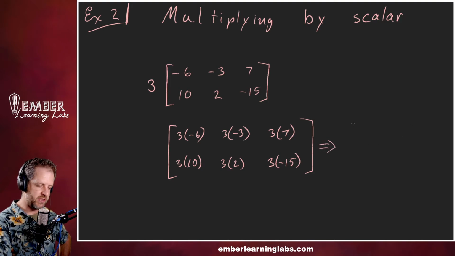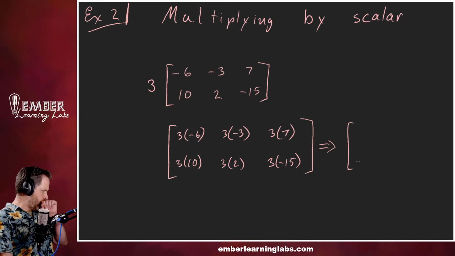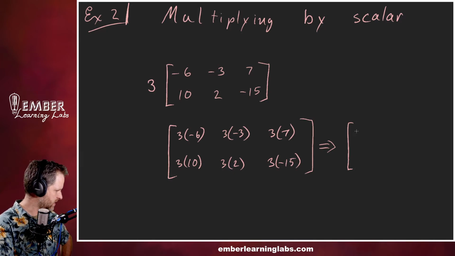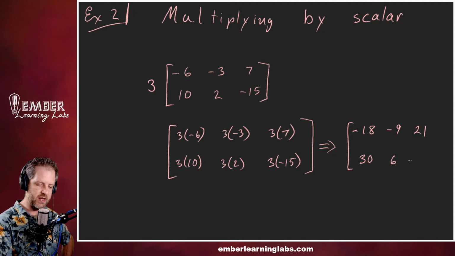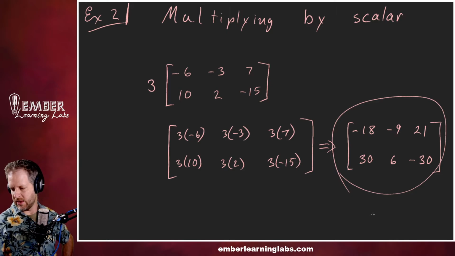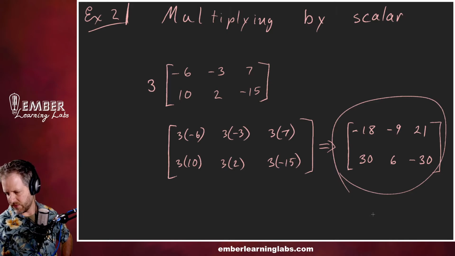3 times negative 6 is, as I said a minute ago, negative 18. 3 times negative 3 is negative 9. 3 times 7 is 21. 3 times 10 is 30. 3 times 2 is 6. 3 times negative 15 is negative 30. There we go. Easy peasy lemon squeezy.